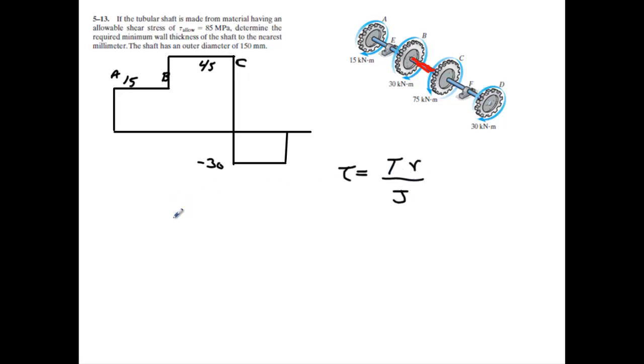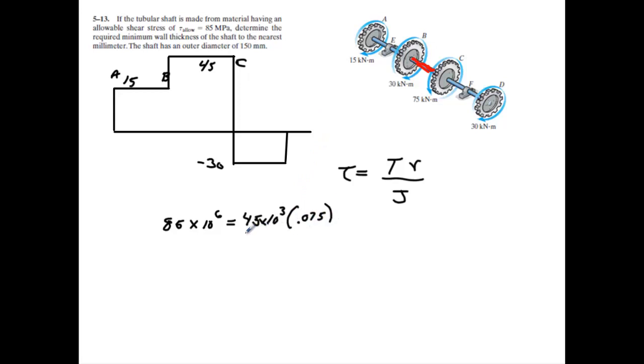So we'll put in our values. We got 85 megapascal, so we'll make that times 10 to the 6th. We'll set that equal to our torque, which in this case will be 45 kilonewton meters. So put 45 times 10 to the 3rd. And now you have to multiply it by the outer radius. And this shaft has 1.5, so it'd be 75 millimeters, or 0.075.